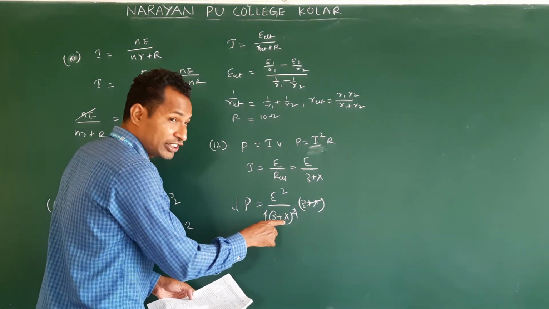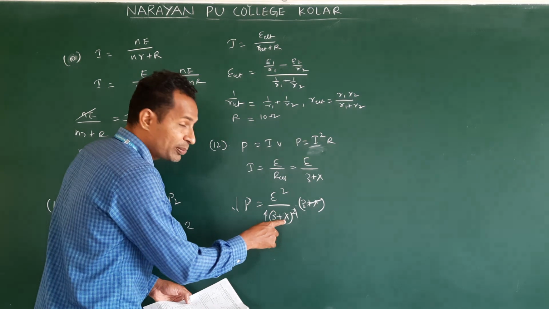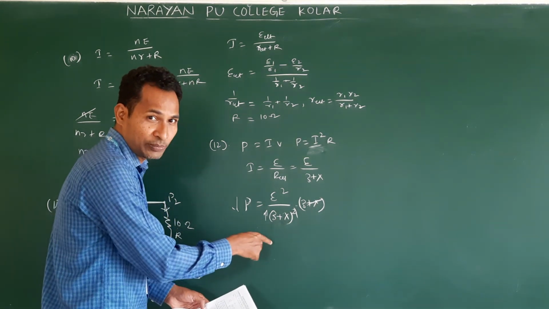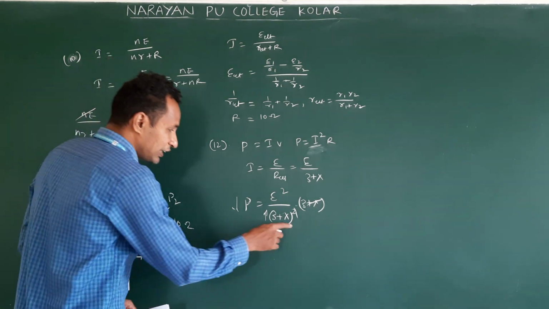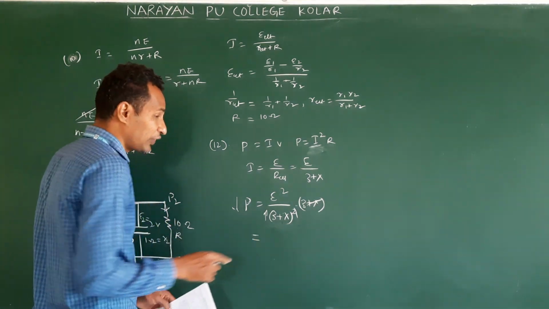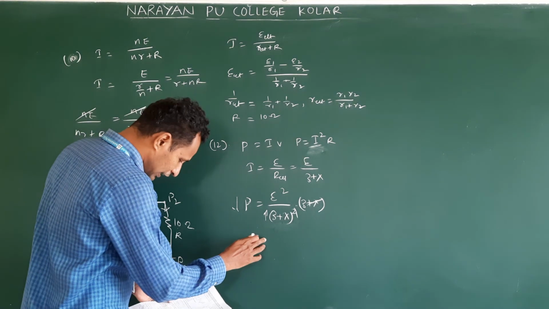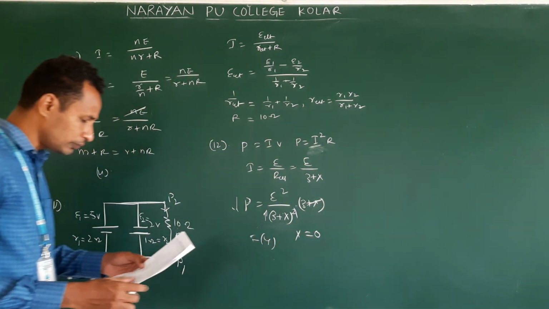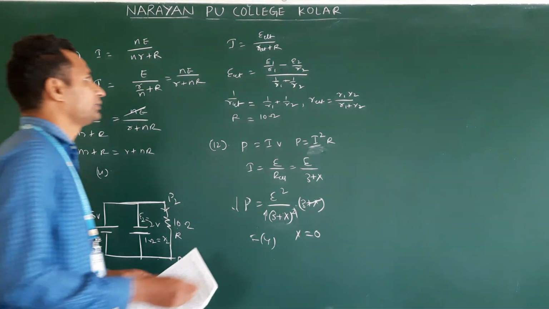The given option x is equal to 0. When x is equal to 0, then 3 plus 0, 3. So for the given options, for which value it is minimum, x is equal to 0. For x is equal to 0, 3 plus x is minimum. So what is our correct answer? Option 4 is correct, for x is equal to 0. Next, 13.